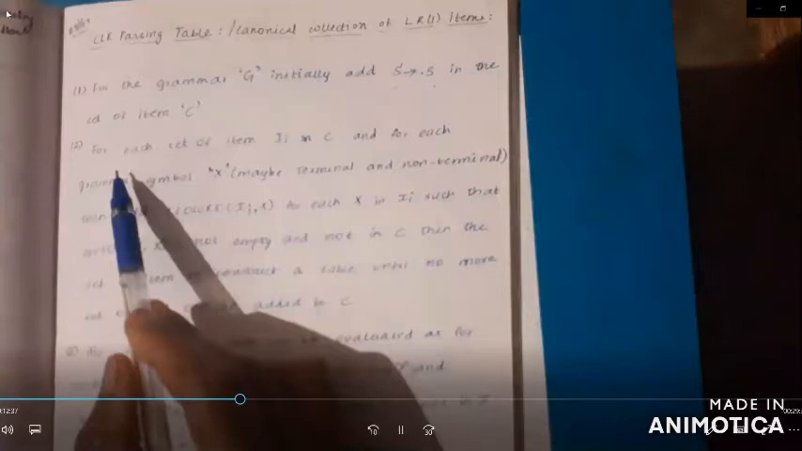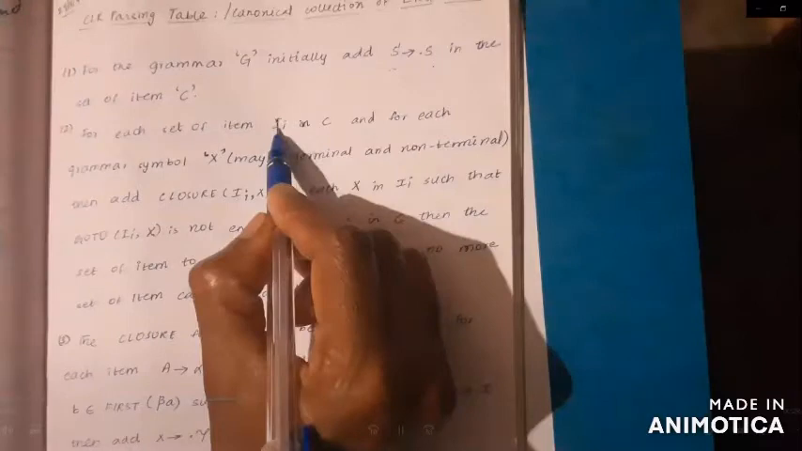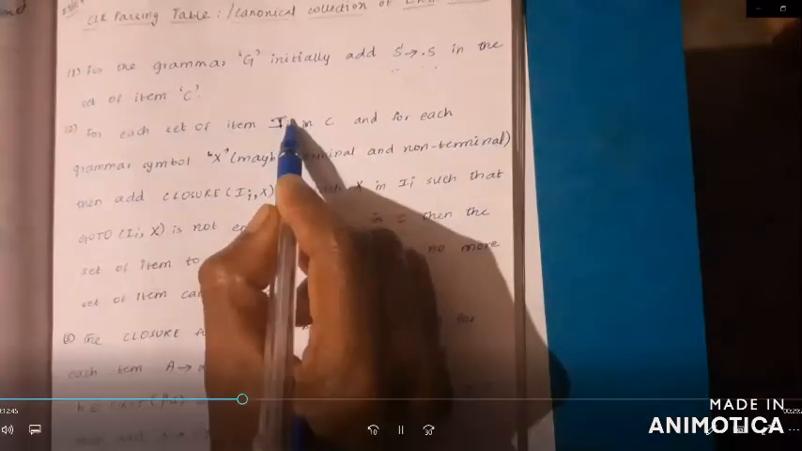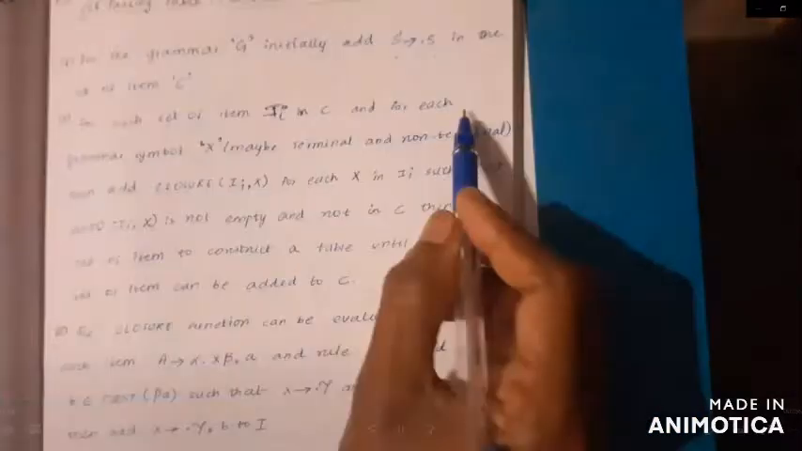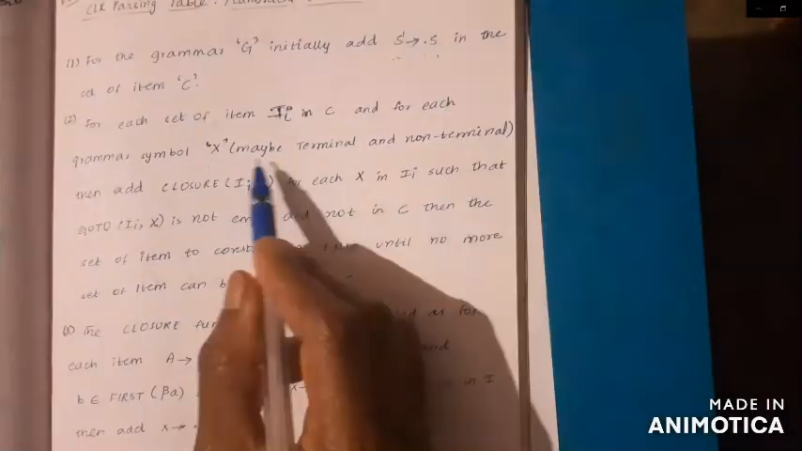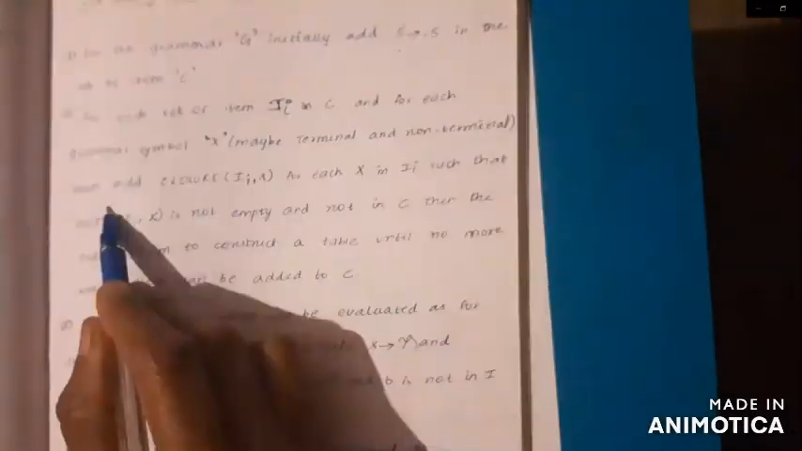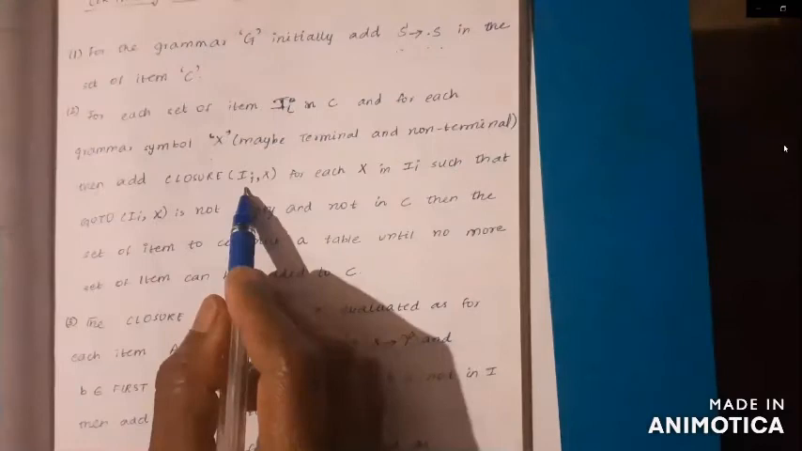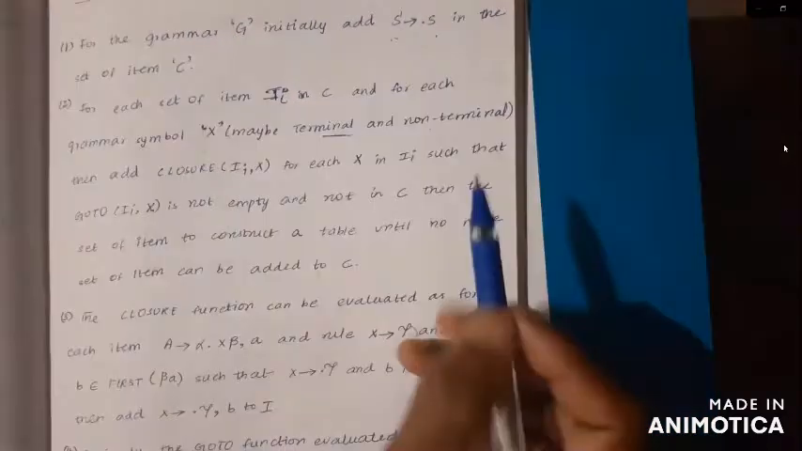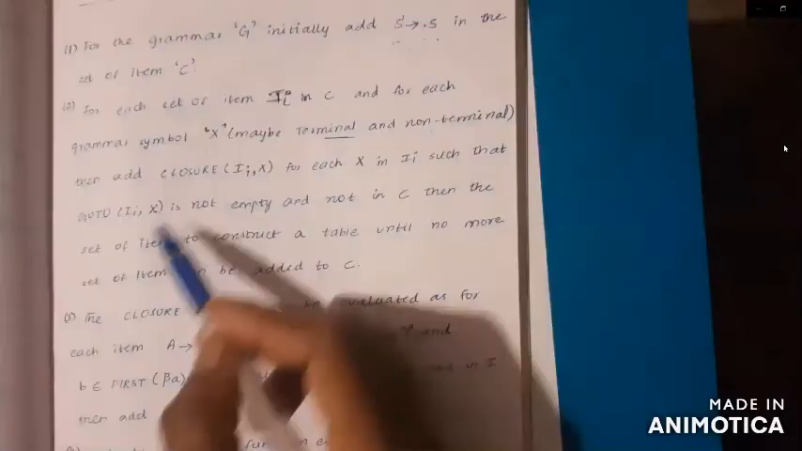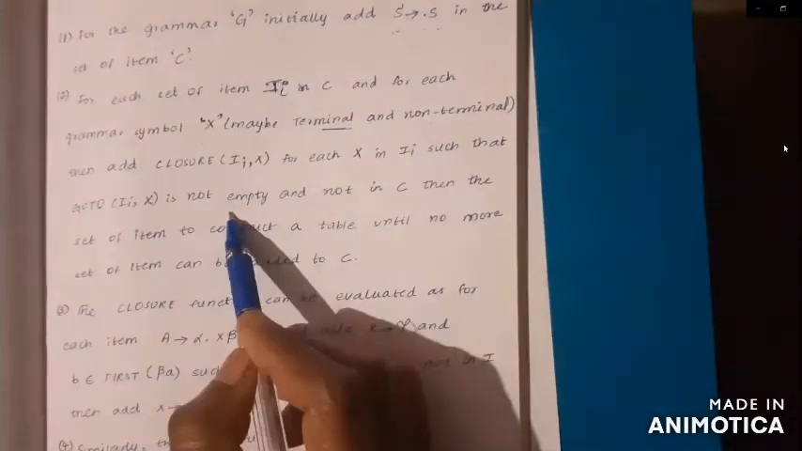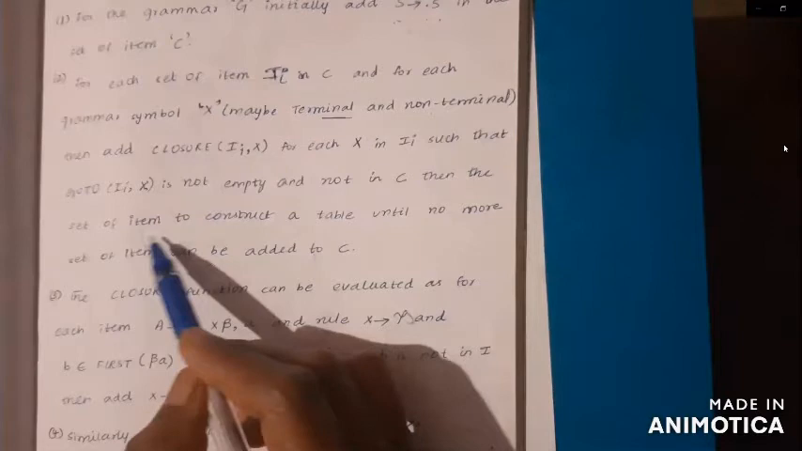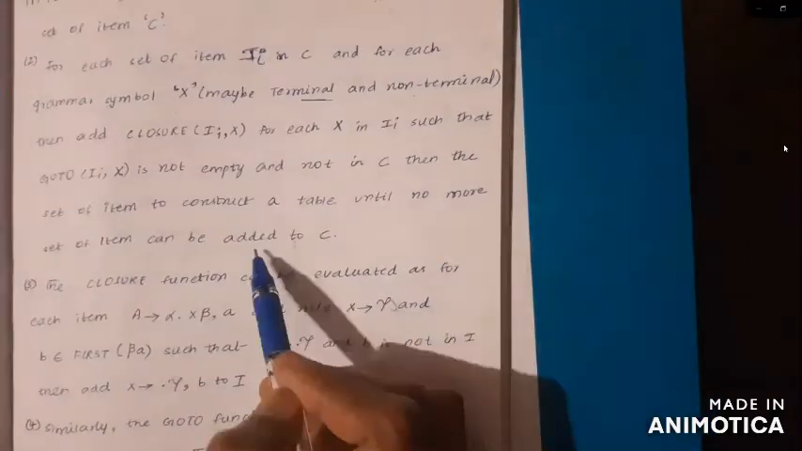Second thing, for each set of items I in C. Here I is the set of items, and the small i indicates the states. For each grammar symbol X, maybe a terminal or a non-terminal, add closure of goto(I, X). If it is a terminal, you add it directly; if it is a non-terminal, you add the particular productions for the given non-terminal. And if goto(I, X) is not empty and not in C, then add the set of items, and construct the table until no more sets of items can be added to C.